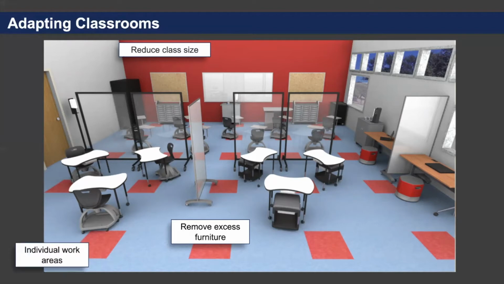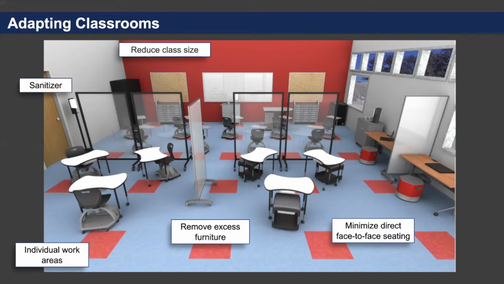Use individual workspaces. It would be ideal for workspaces to include personal storage to minimize the chance of cross-contamination with other students' belongings. Minimize direct face-to-face seating arrangements. When students do need to work in groups, make sure they wear masks and sit in well-distanced pods. Also, consider acrylic dividers on the desktops for added safety.